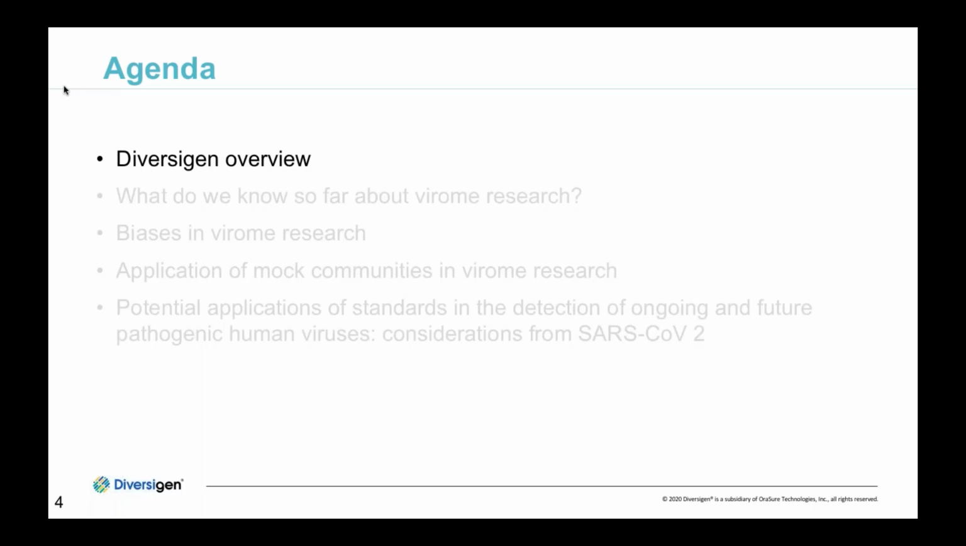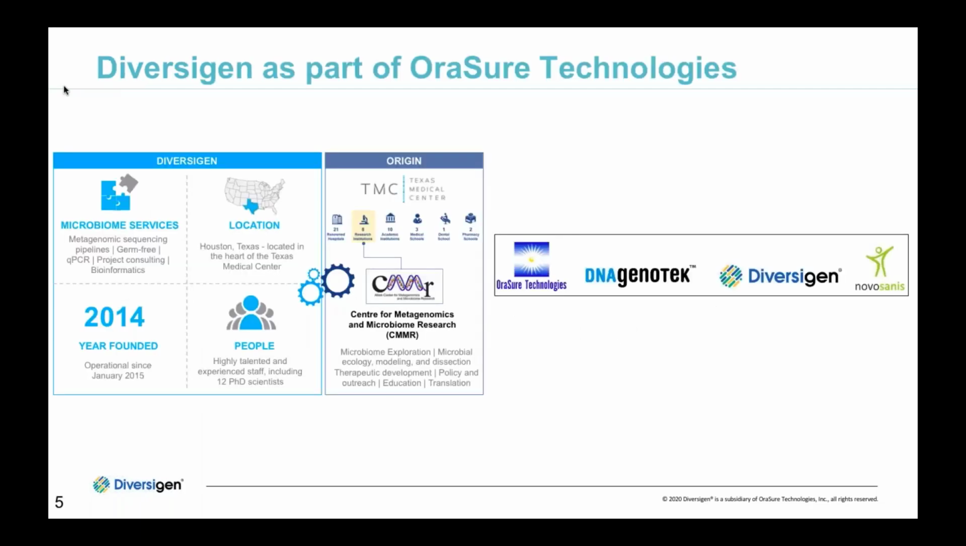Let's first talk about Diversigen. Diversigen was a company of Baylor College of Medicine and the Center for Metagenomics and Microbiome Research here in Houston, Texas, and it was founded in 2014. The team currently has a group of very talented people, including over 15 PhD scientists. As some of you may know, Diversigen is currently part of OraSure Technologies, which also includes locations in Minneapolis and Houston.